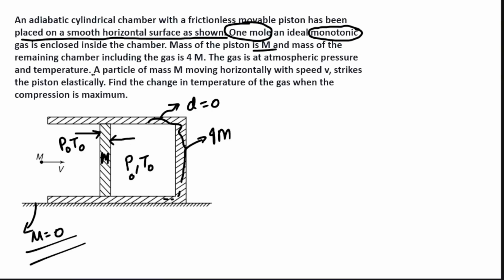Now what is happening? A particle of mass m moving horizontally with a speed v. Now this is a particle of mass m, and this piston also has mass m. Okay, and it is striking which one? It is striking the piston, and it strikes it elastically. So an elastic collision is going to occur. Find the change in temperature of the gas when the compression is maximum. So what will be the change in temperature happening here when the compression will be maximum?